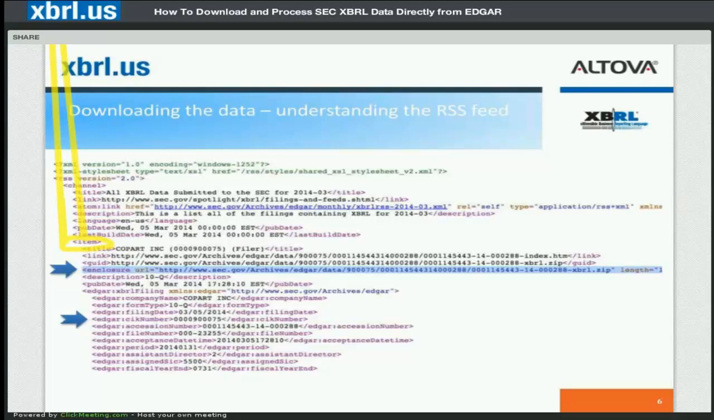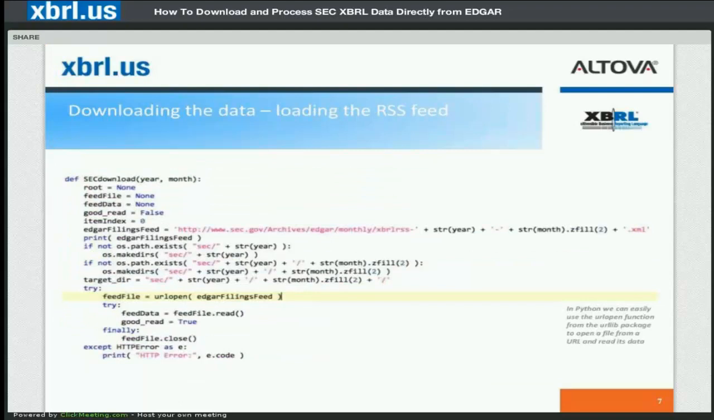And we really are interested in two pieces of data from that item element. The first one is the actual enclosure file, which is the zip file URL where we can download the actual filing. And the second one is the CIK number here, which is the unique central index key for that entity that identifies that particular filer. So we're going to extract those two pieces of data out of the RSS feed and then use that to download the actual filing.